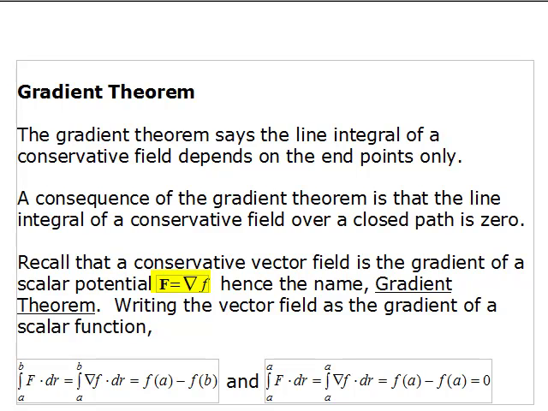So once you know that, you do need the scalar function to evaluate this. But what this says is that the line integral is independent of path. It doesn't matter how you get there, the only thing that counts is the endpoints. Okay, this is f of b minus f of a, right? Because b is the upper limit of integration.